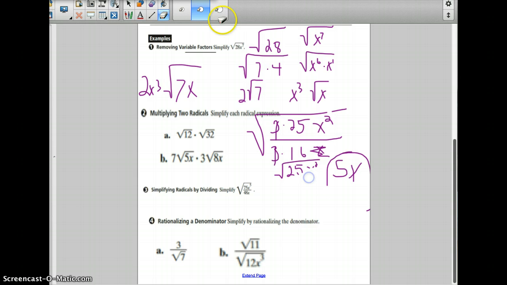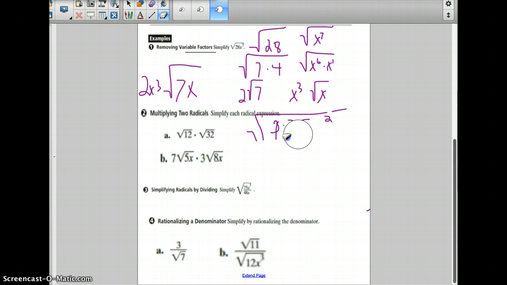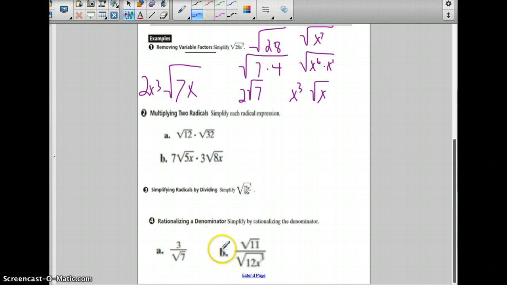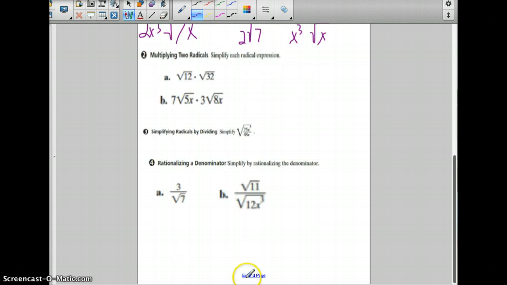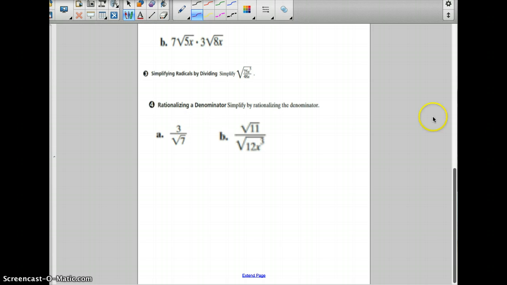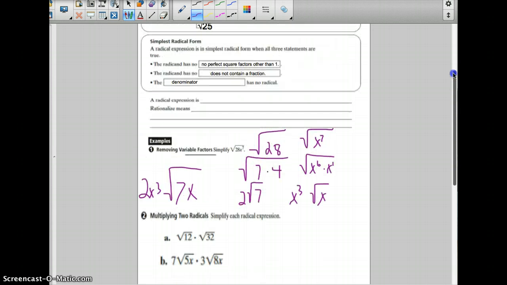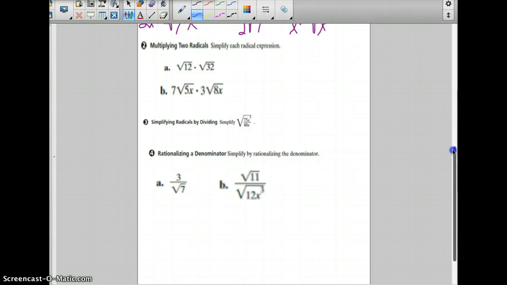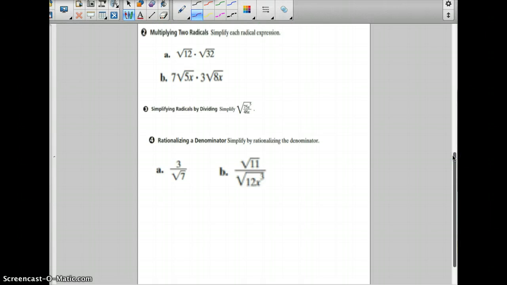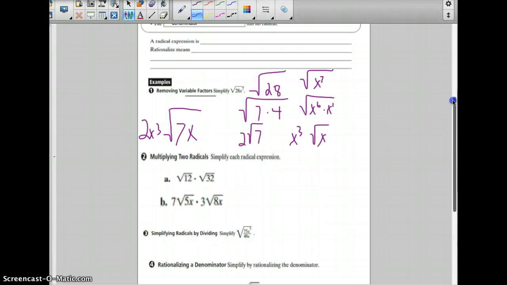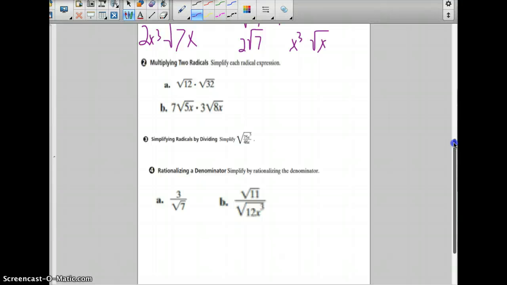So I want you to think about all that we've done so far and following our rules. Our first rule says that we have no perfect square factors inside our radical. We don't, in example A. And then looking back at our second rule, we don't have a fraction. Well, we do have a fraction, but the radical sign does not have a fraction. But our third rule tells us that the denominator cannot have a radical.